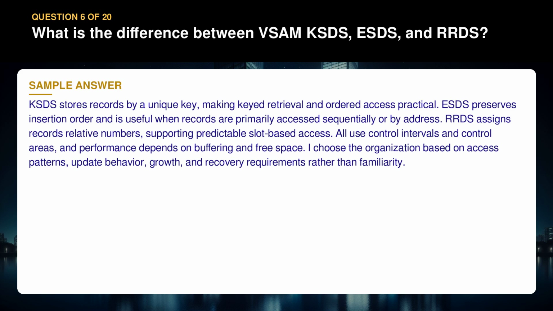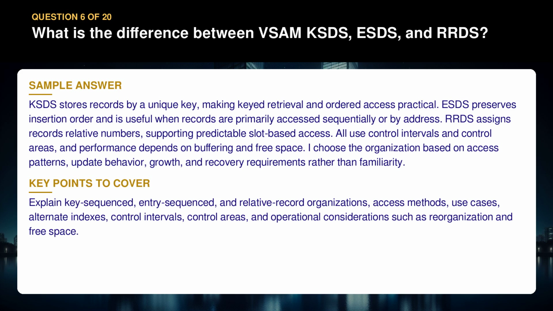I choose the organization based on access patterns, update behavior, growth, and recovery requirements rather than familiarity. Explain key sequenced, entry sequenced, and relative record organizations, access methods, use cases, alternate indexes, control intervals, control areas, and operational considerations such as reorganization and free space.